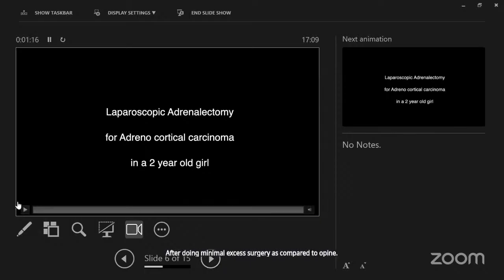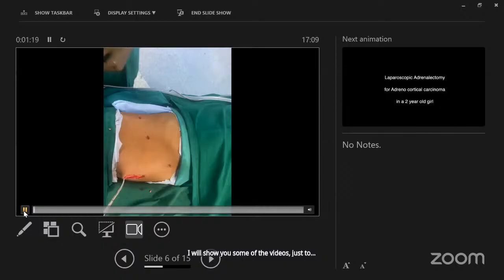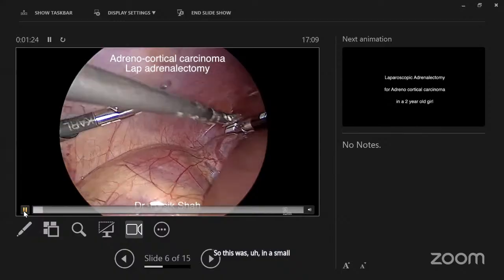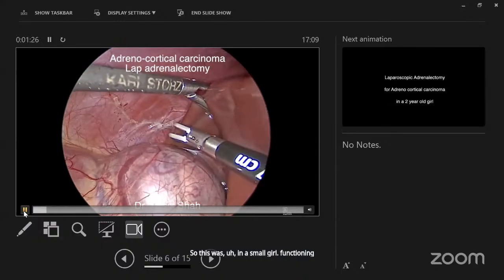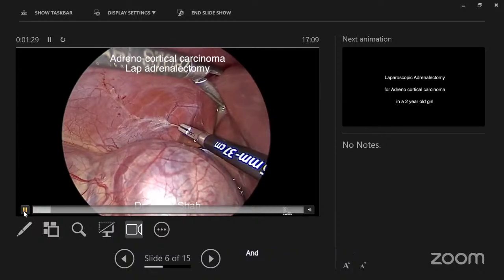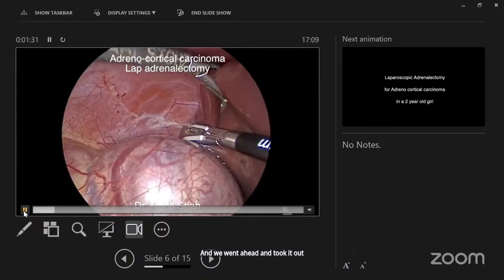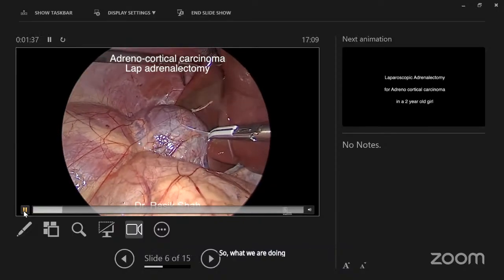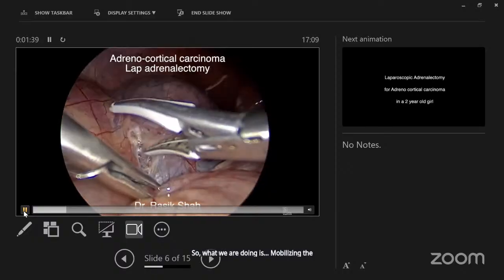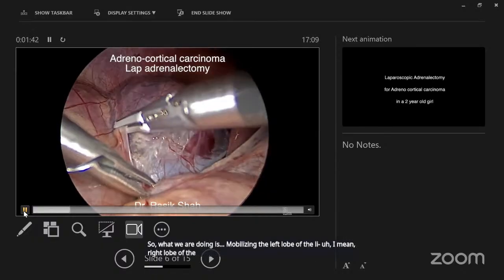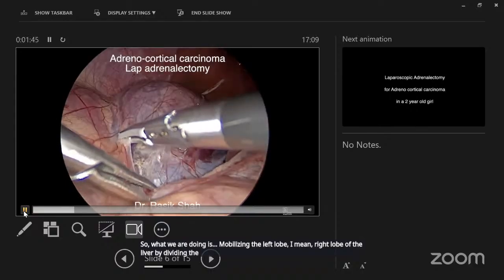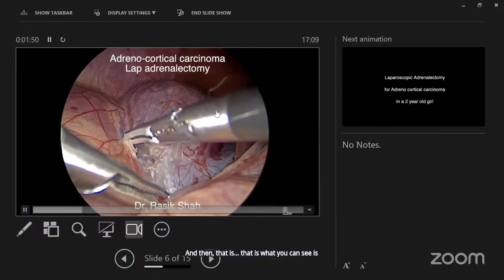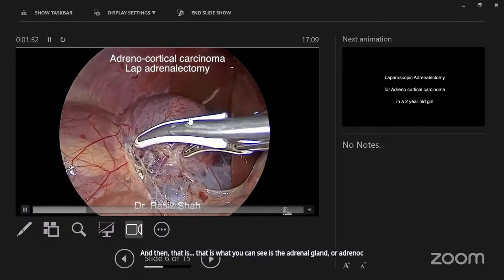I will show you some of the videos just to give you an idea of what all can be done. So this was in a small girl with a functioning adrenocortical carcinoma. And we went ahead and took it out using minimal access pediatric surgery. What we are doing is mobilizing the right lobe of the liver by dividing the triangular ligament, and then what you can see is the adrenal gland with the adrenocortical carcinoma.